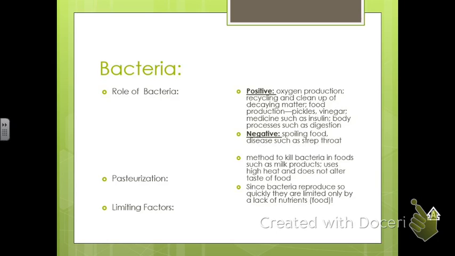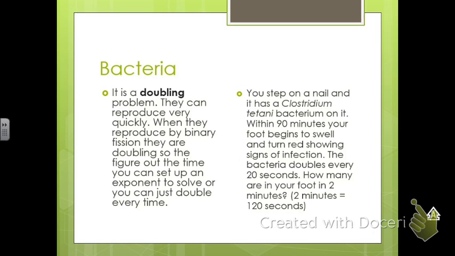Now, a limiting factor is something that would prevent the bacteria population from being successful and being able to reproduce. Bacteria reproduce so quickly that the only limiting factor they really have is food. If there are not enough nutrients out there for them, that's really the only thing that will slow down their growth. Now, we also use medications called antibiotics to try to limit their growth. Now, bacteria reproduction is a doubling problem. They reproduce quickly. Binary fission is the primary way they do it, so it's exponential because they are doubling.